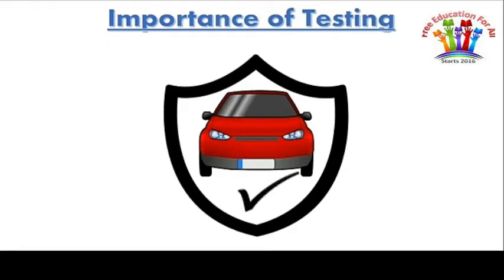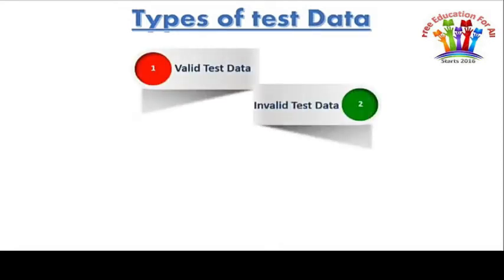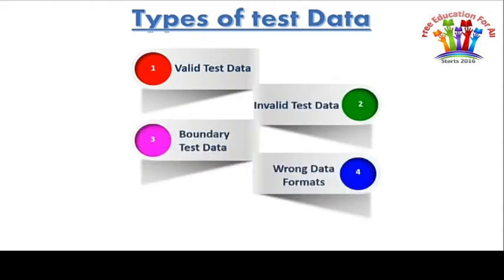Okay, now I will discuss the different types of test data. First is valid test data, second is invalid test data, third is boundary test data, fourth is wrong data formats, and fifth is absent data.